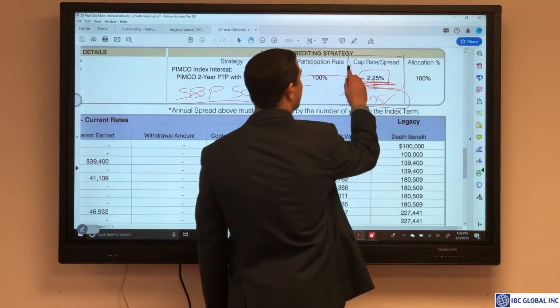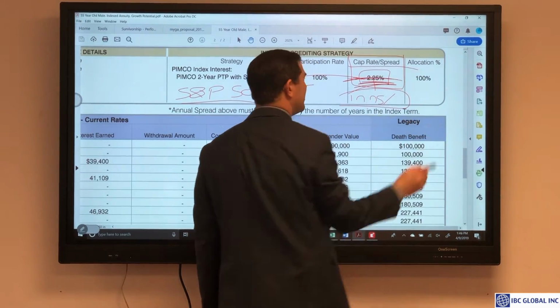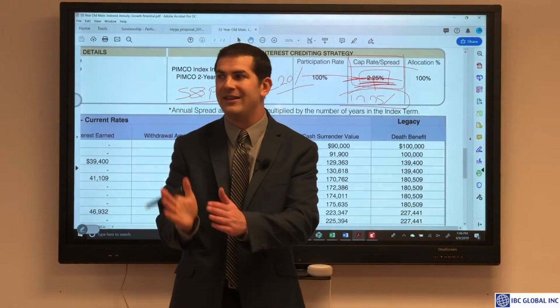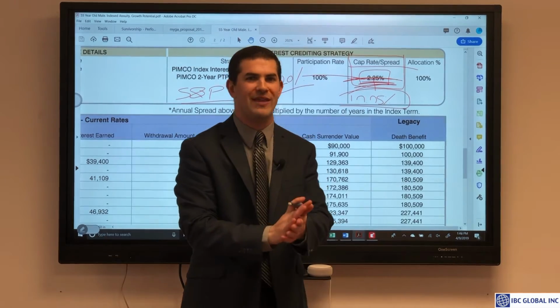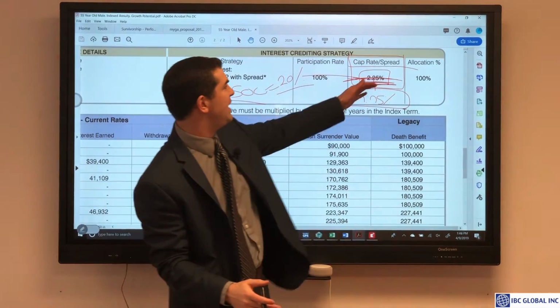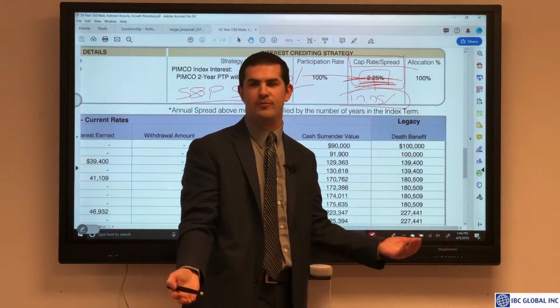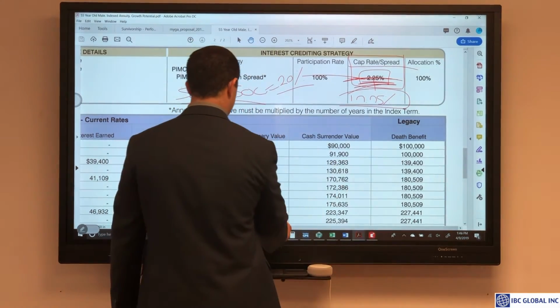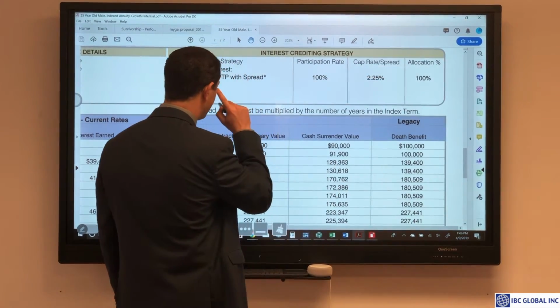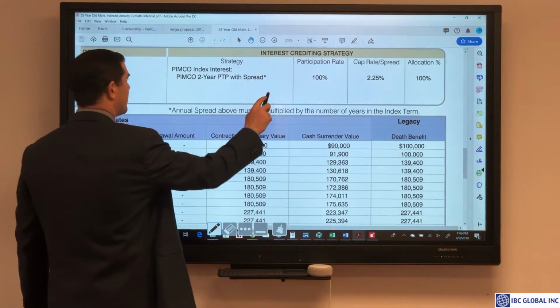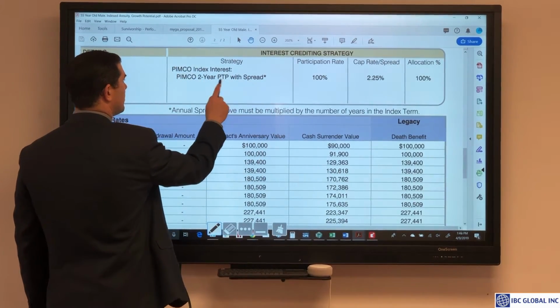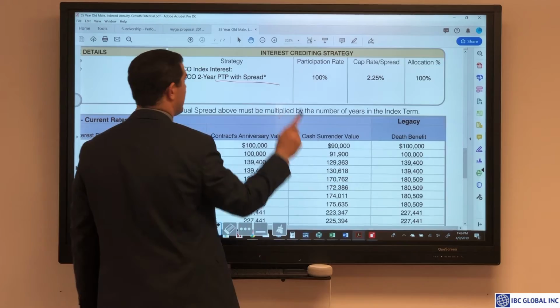Here's the thing, that cap rate or spread can be adjusted, and often is each year by the insurance carrier. We want to be aware of that. This way we don't think, hey, they're going to keep it at that, I'm going to have all this money, and then I don't. Good to be aware of. They can adjust that. There are limits as far as how much they can adjust it, but we definitely want to be aware. We also have these terms, PTP with spread.